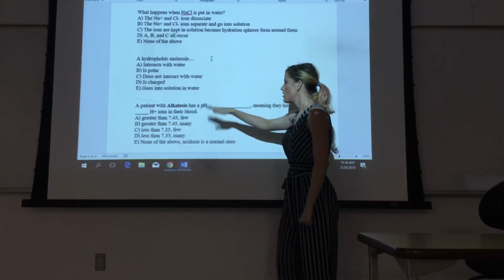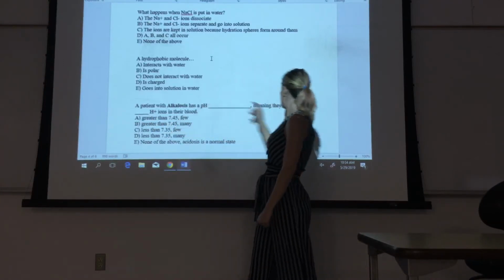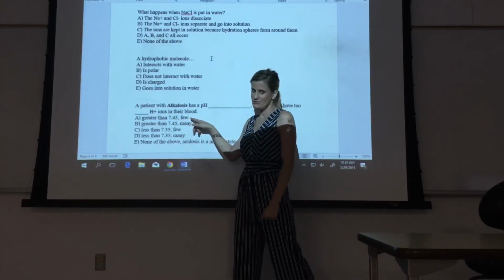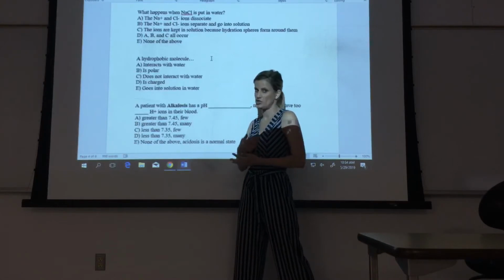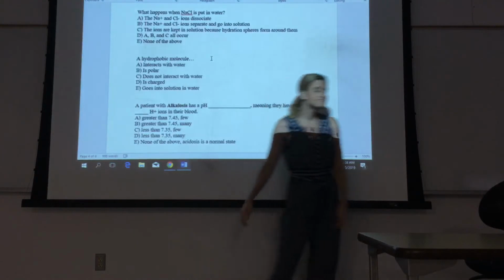Okay? So pH greater than 7.45, meaning they have too few hydrogen ions. Okay? The concentration of ions went down. So they have too few hydrogen ions in their blood. That's what made their blood too alkaline. So the answer is A.